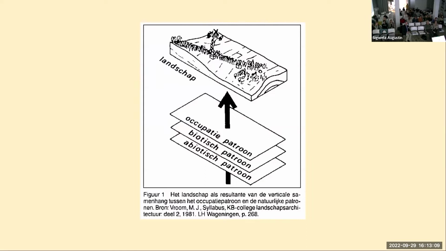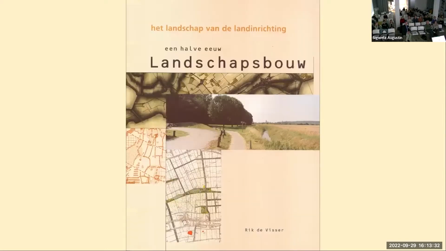When I was a student, I was taught by Meto Vroon. He mentioned in the first lecture that we always had to look at the soil, the water system, the vegetation, and then the cultural landscape, how it developed. And we should always be aware of the relation between those layers.